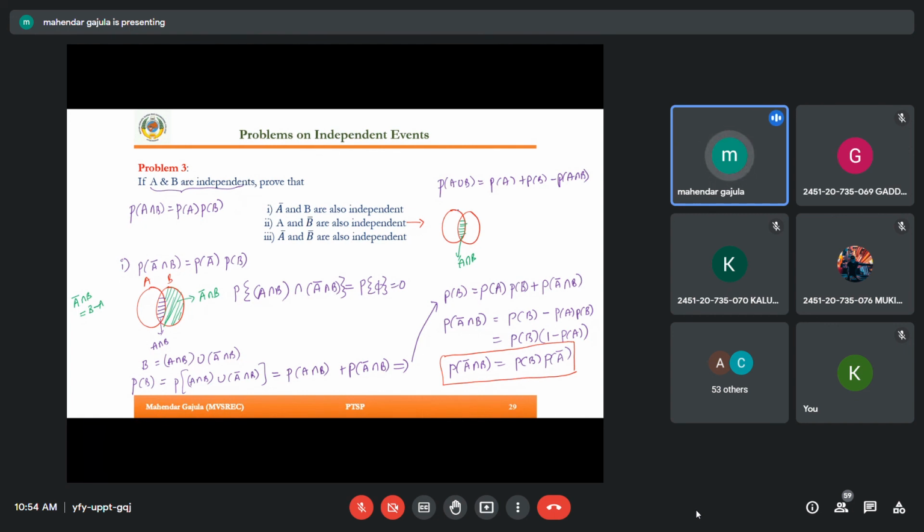Where is A B bar? It is A only, but there are no common elements of B in A. This is A B bar or A intersection B bar. If you unite these two, what do you get? Do you get A? Yes, sir. A B bar union A B. Apply probability on this. Probability of A equals probability of A B bar union A B.